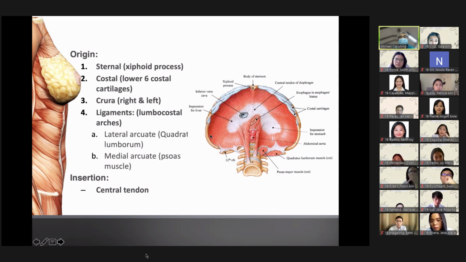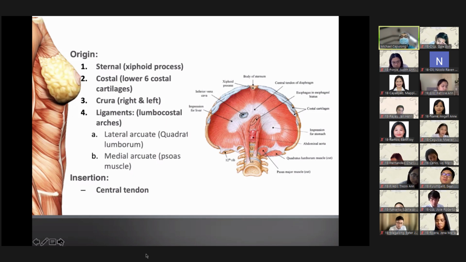Okay, so last portion is your diaphragm. So the diaphragm is the structure that subdivides the thoracic cavity from your abdominal cavity. So you have several origins. Number one, your sternal origin from the xiphoid process. Next would be costal, along the costal margins. The crura, which is seen on the left and on the right side, and the ligaments.